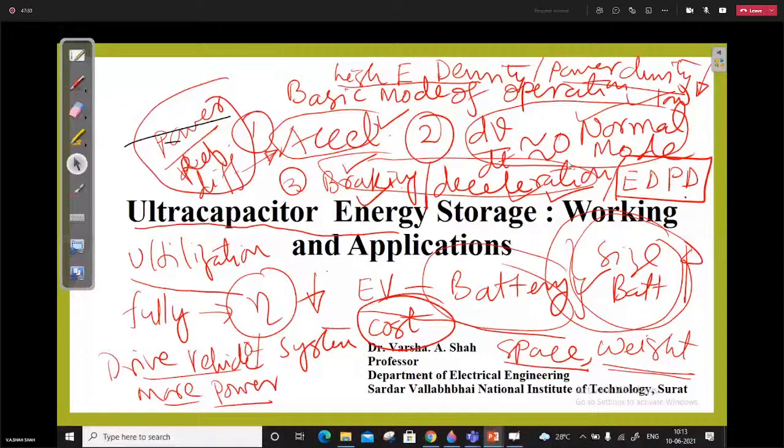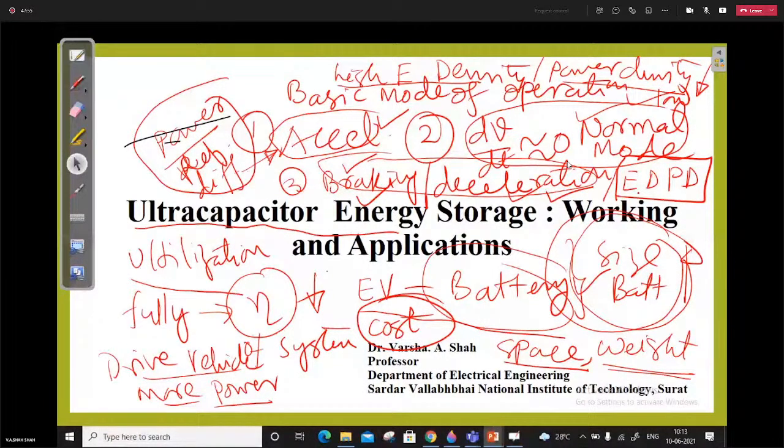which will definitely satisfy this vehicle demand in terms of energy density, because energy density will determine the range of your vehicle and power density will determine your peak speed or the top speed as well as the rate.